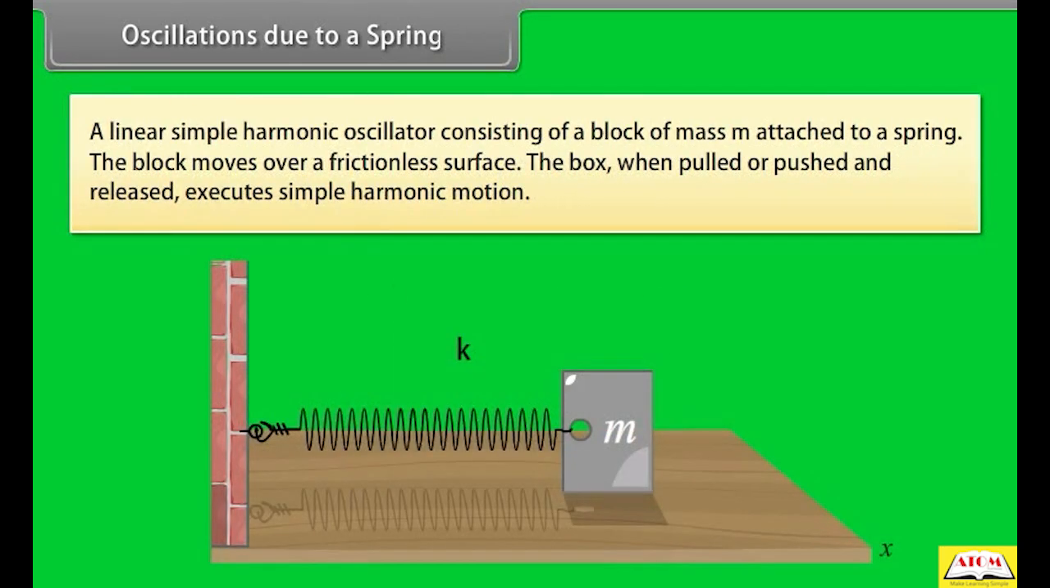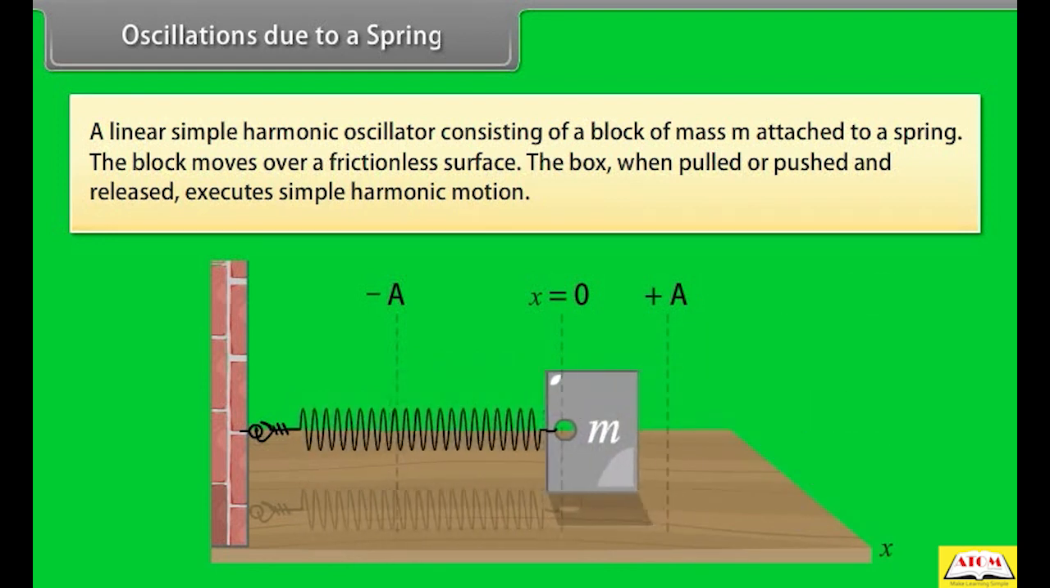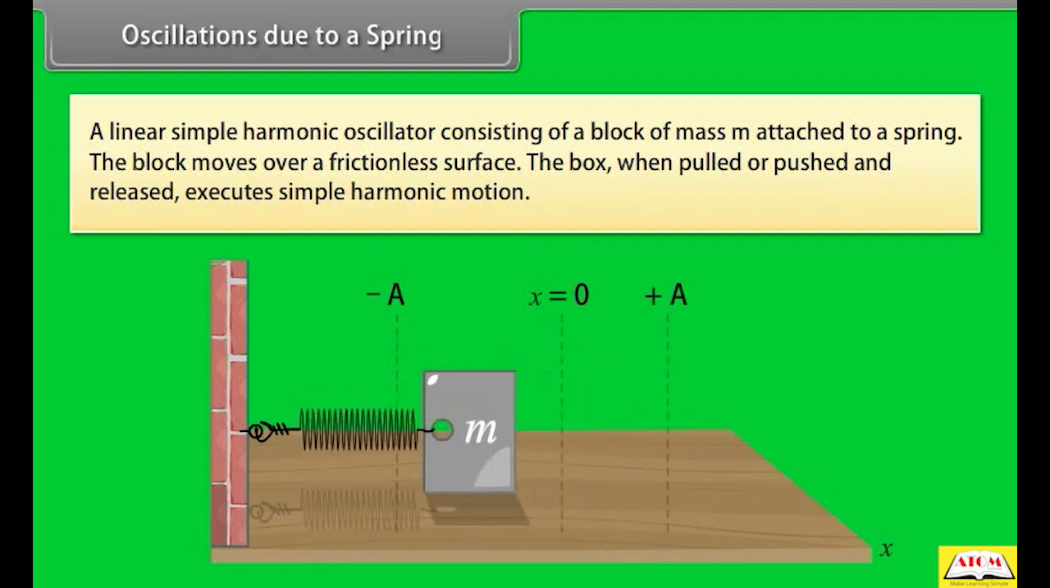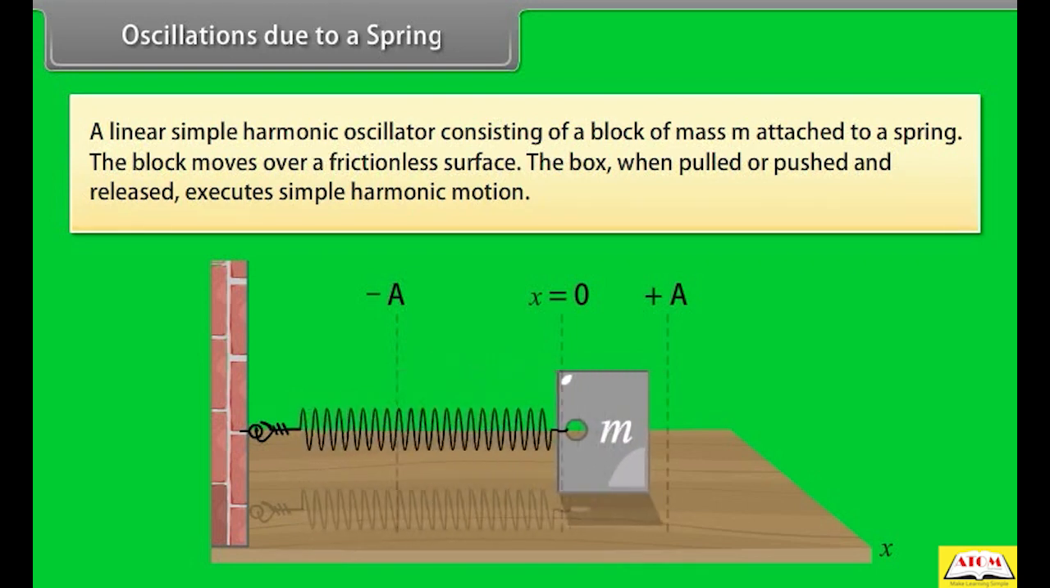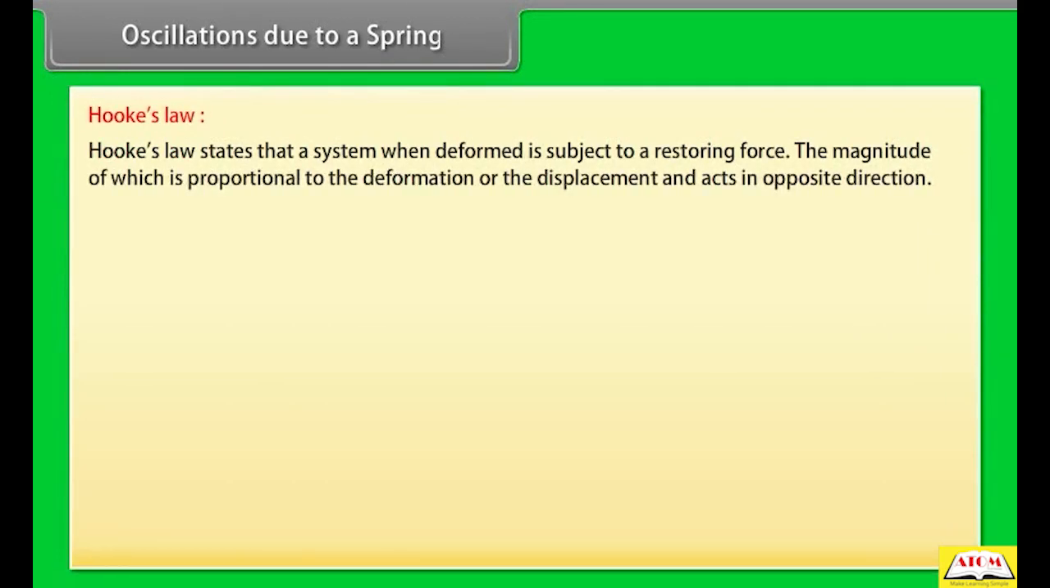Oscillations due to a spring. A linear simple harmonic oscillator consisting of a block of mass m attached to a spring. The block moves over a frictionless surface. The block, when pulled or pushed and released, executes simple harmonic motion. Hooke's law states that a system, when deformed, is subject to a restoring force, the magnitude of which is proportional to the deformation or the displacement and acts in the opposite direction.